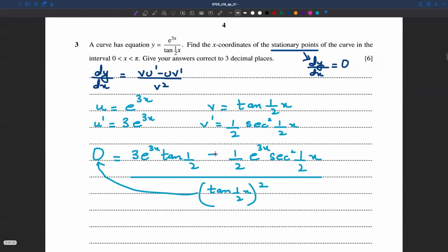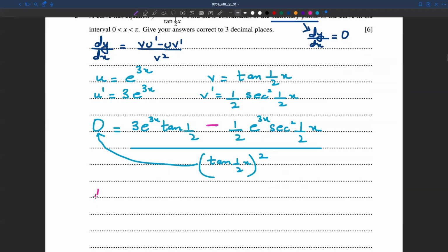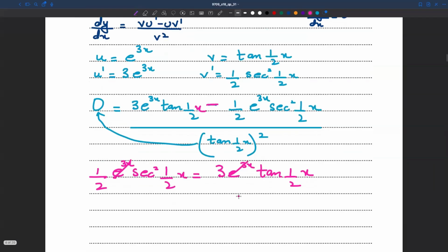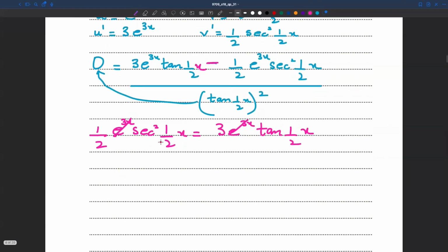We can take this negative value on the left hand side and write it as a positive value. So this will become half e power 3x sec squared half x equals 3e power 3x tan half x. Okay, e power 3x and e power 3x on both the sides cancel. Now, as we have to solve this equation, I have sec squared over here and tan over here. Can I bring them into the same trigonometric term, sine, cos, or tan? I can use the identity over here, which is 1 plus tan squared equals sec squared.